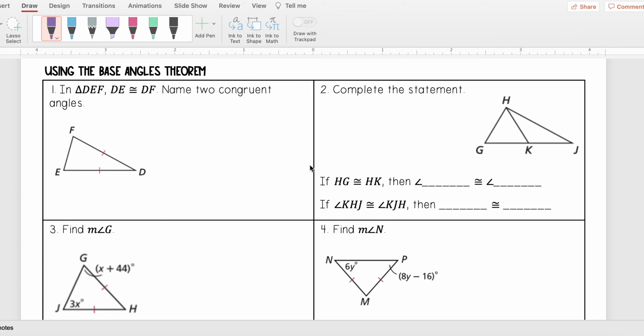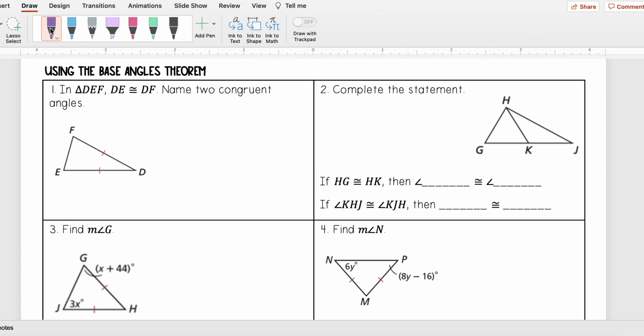So for this video, we're going to be looking at using the base angles theorem and its converse. So remember, that tells us for a triangle, if two sides are congruent, then the angles opposite of those two congruent sides are also congruent. And then we have the converse of that. So if in a triangle I have two congruent angles, then the sides opposite of those congruent angles are also congruent.